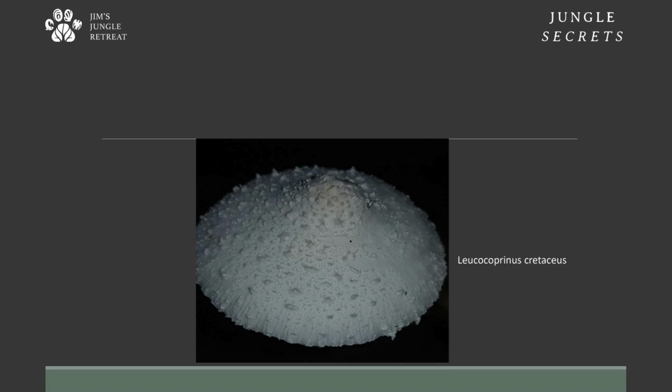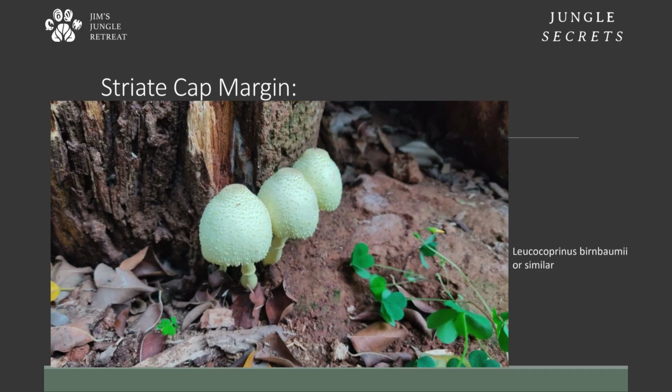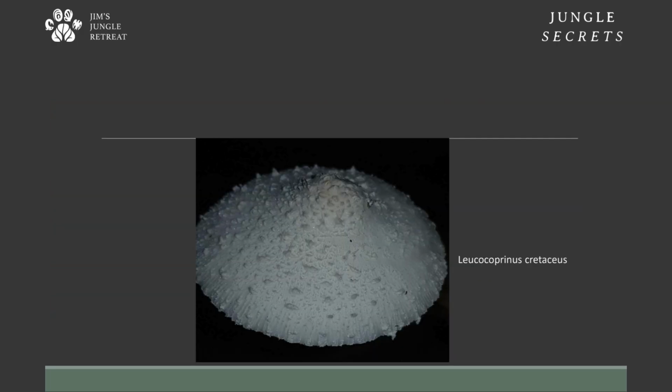Another example of Leucocoprinus cretaceous. So this was Leucocoprinus birnbaumii. This is Leucocoprinus cretaceous. You can see this has nice lines at the edge of the cap, and they are very prominent lines.